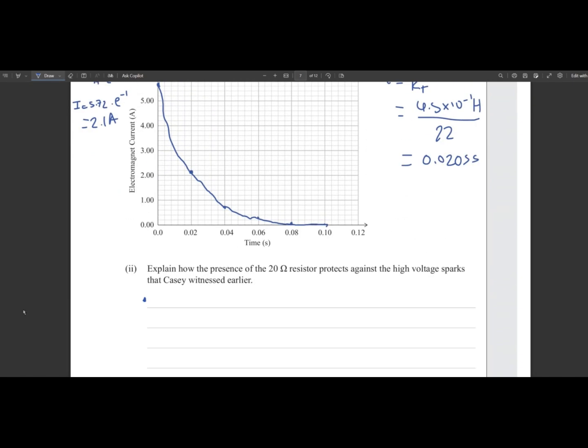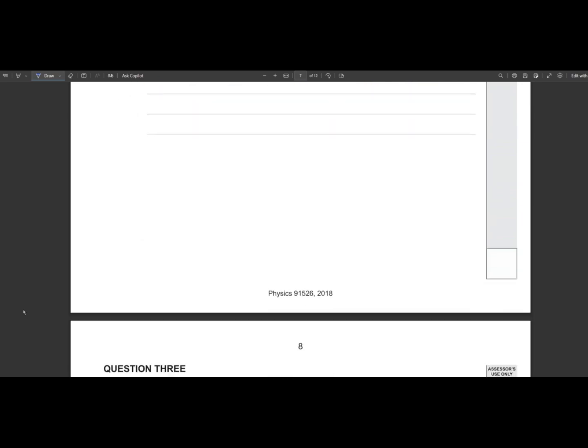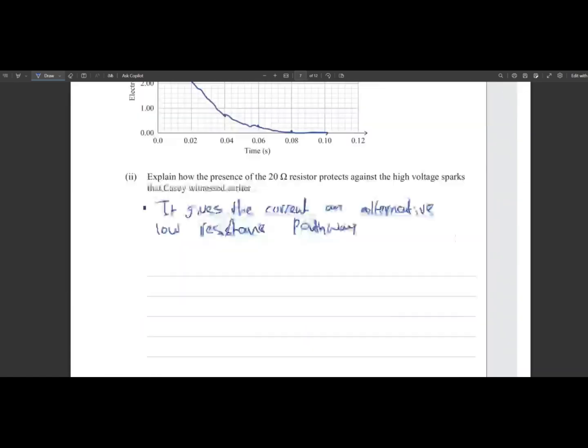So in basic terms, it just gives the current an alternative low resistance pathway, right? And because the current will split at the junction, so yeah, that's that one.